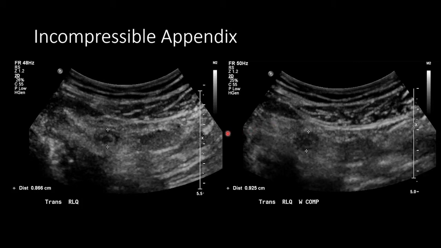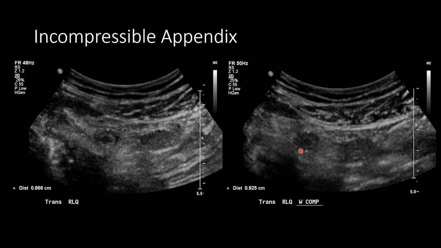Another key feature for diagnosing acute appendicitis that is best accomplished, or really only accomplished with ultrasound, is determining whether or not an appendix is compressible. So here I'm showing you a short axis view of the appendix. In this case, we have both uncompressed and compressed images. Here the ultrasonographer is using a firm compression, but not strong compression.